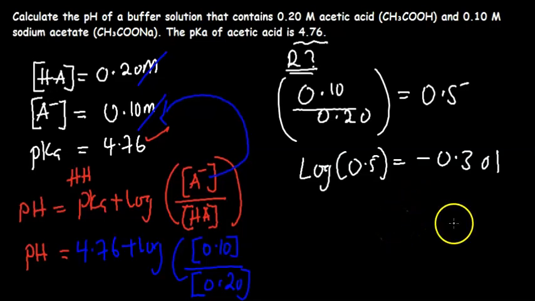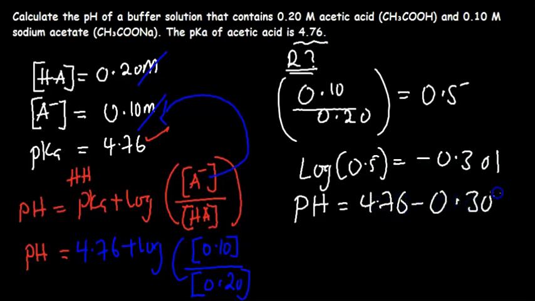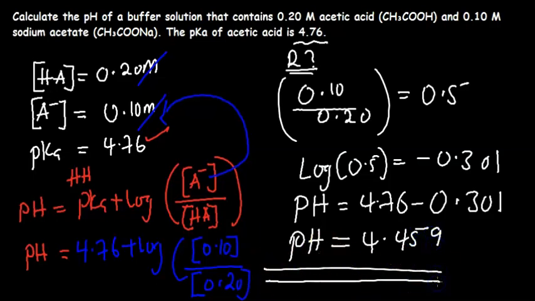At this point, what we're going to do next is to add this to the pKa. Since this is negative, positive plus negative is going to be negative. Here we're going to have the pH to be 4.76 minus 0.301, which means the value of our pH is simply going to be 4.459, and this is it for this problem.